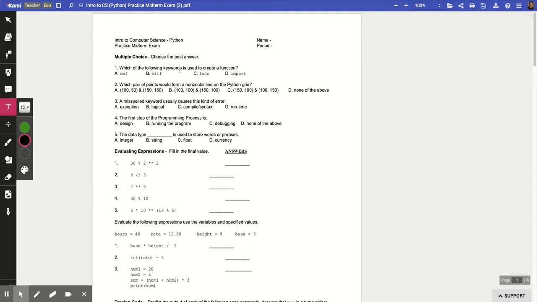Number one, which of the following keywords is used to create a function? You should know that a keyword is one of those words that's a special color in the software. We use Replit, and DEF is a keyword. ELIF is a keyword. FUNC, that's just a made-up wrong answer. That's not even eligible. Import is a keyword. But which one has to do with functions? DEF does. You should know DEF, perhaps like draw square would be the name of a function maybe in a good, nicely organized Python program.